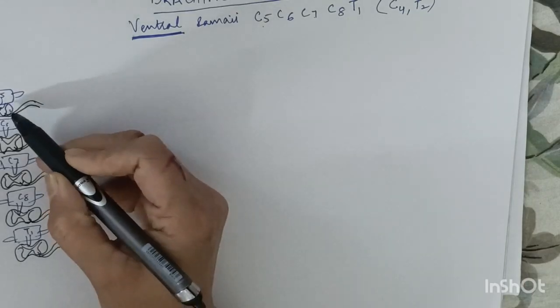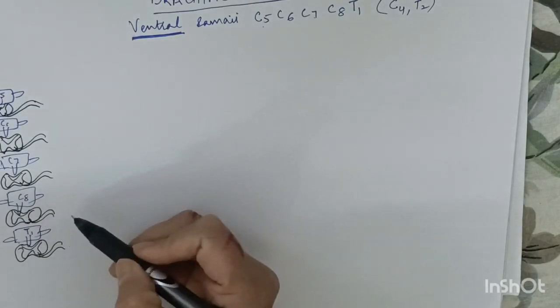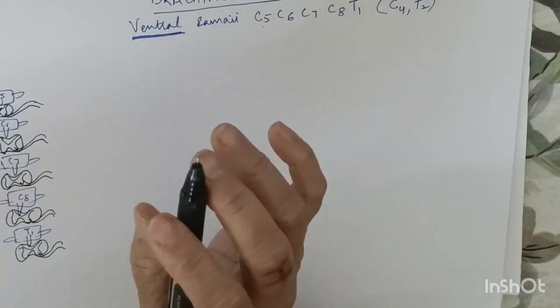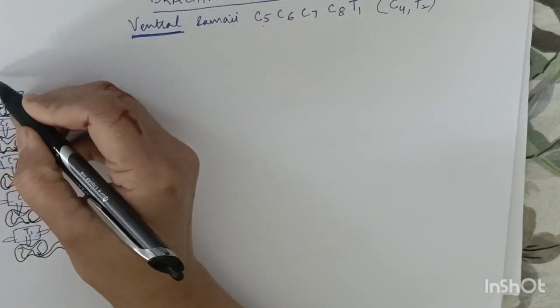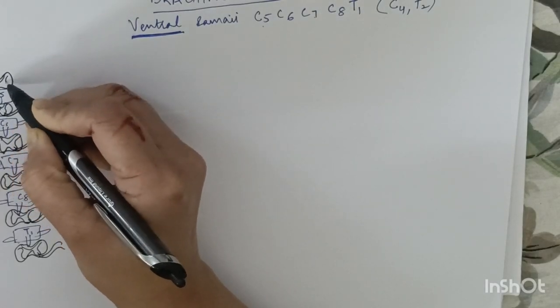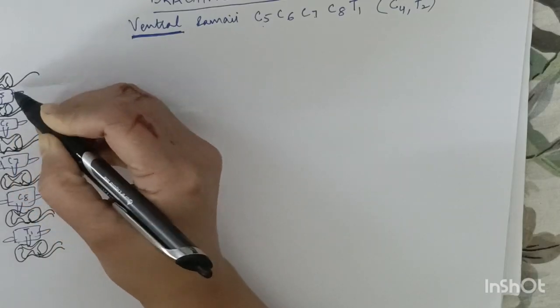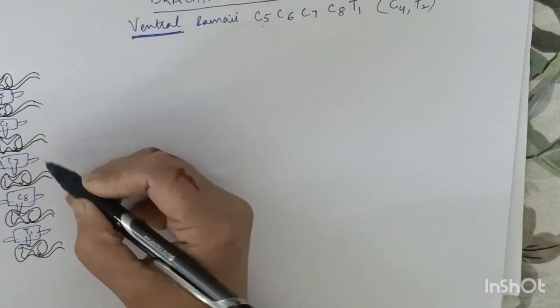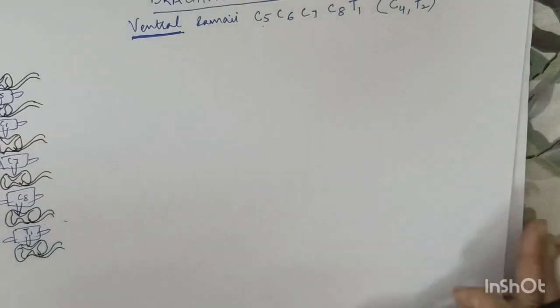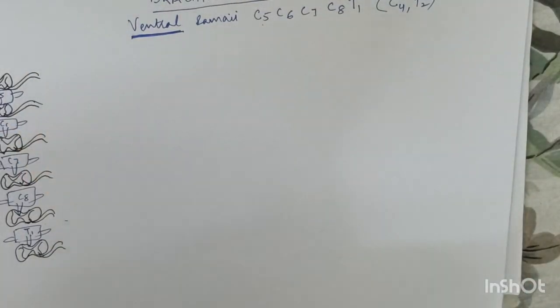So you can see C5, C6, C7, C8 and T1. Fine. So this is coming from the area. Ideally this is coming from here. I'll be showing you from here. C5, C6, C7, C8 and T1. I'll take it from here. So this will be the formation.